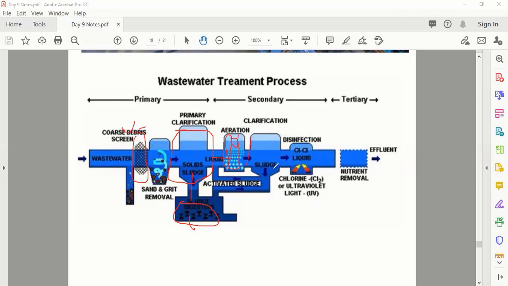Then again it will allow to settle down. The sludge comes here, that sludge again comes to the sludge digester, you can see from here. After that chlorine is added to kill the bacteria and other germs, and sometimes they're treating with ultraviolet light to kill the bacteria. So this is the procedure, or the steps, of how the wastewater from the homes and from the industry is treated.